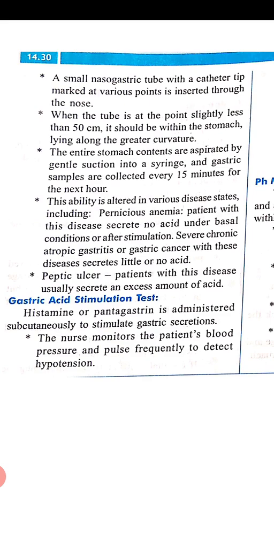Here we administer histamine and pentagastrin, which are helpful to stimulate gastric secretions. If you stimulate gastric secretion, more gastric acid will be produced, and we take samples within 15 minutes. Then it is checked, and how much acidity is present is determined by the test. That is known as the gastric acid stimulation test.